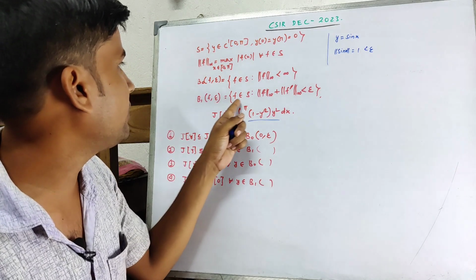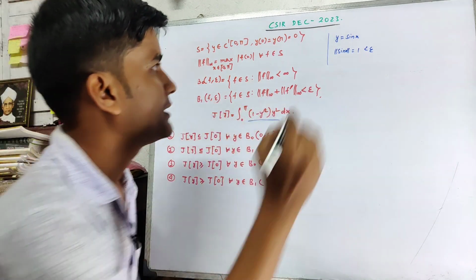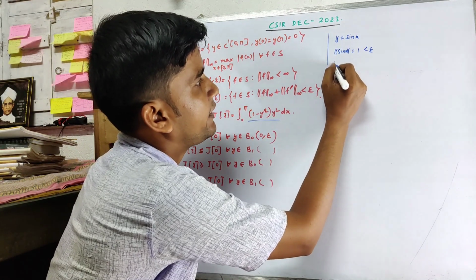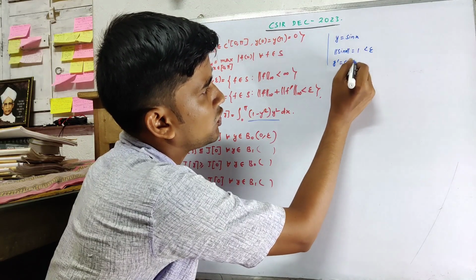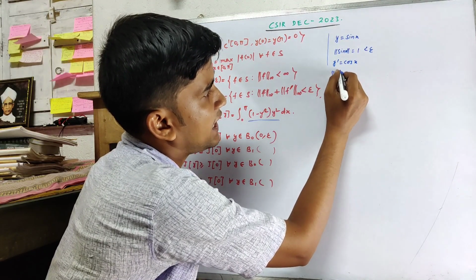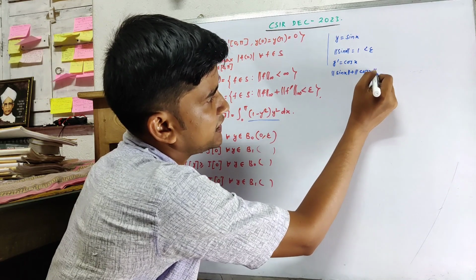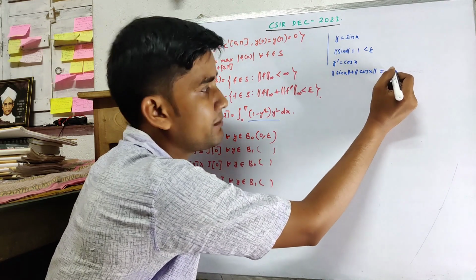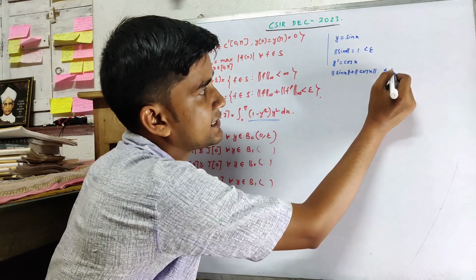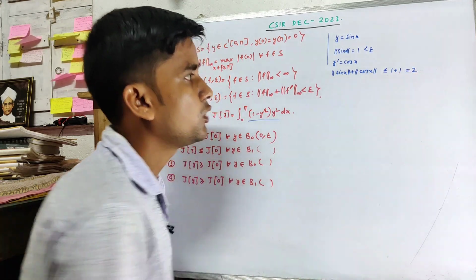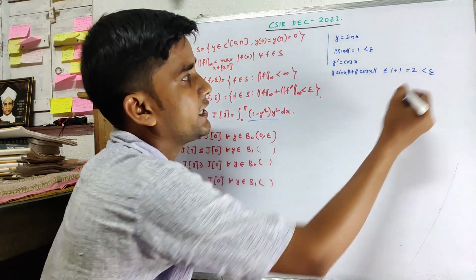And here B1(f, epsilon), this is f plus f double dash. Now if we take f dash, that is y dash, this is equal to cos x. Now the norm of sine x plus the norm of cos x, the maximum value of this should be less than or equal to 1 plus 1, this is equal to 2, and this is also less than epsilon.